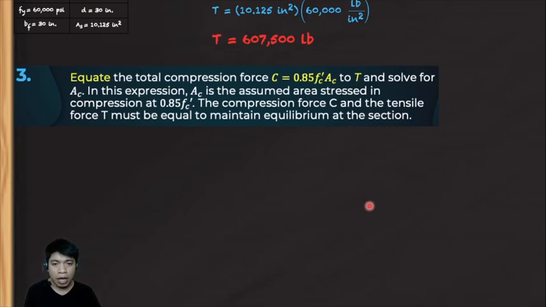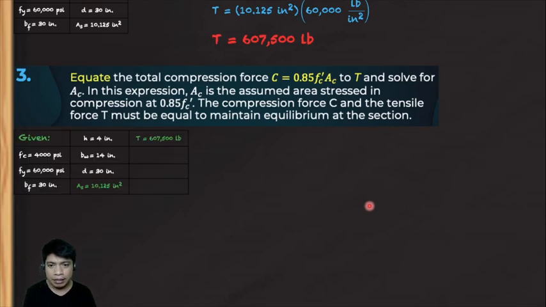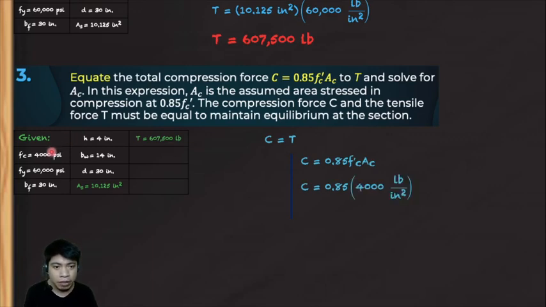So I already updated the given list, guys. I already placed here the 607,500 value of our tension force. Now again, we are going to equate C to T. Then of course, our C is 0.85 F_c' multiplied by A_c. Of course, F_c' is given, and that is 4,000 PSI.